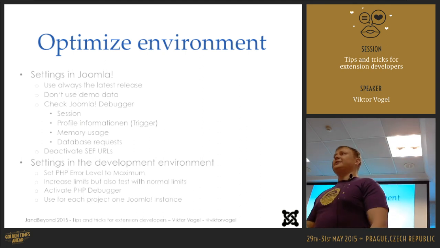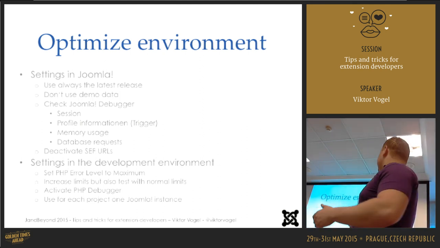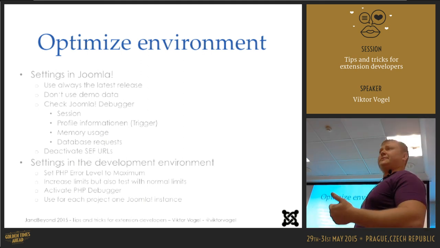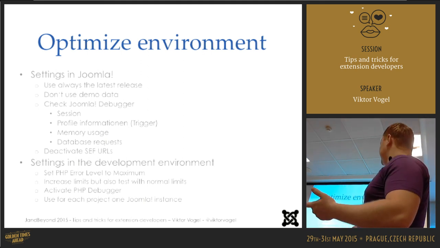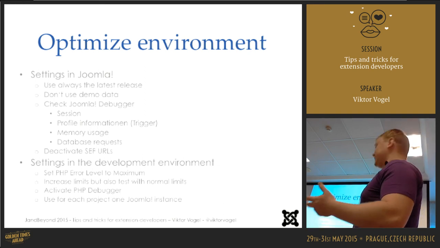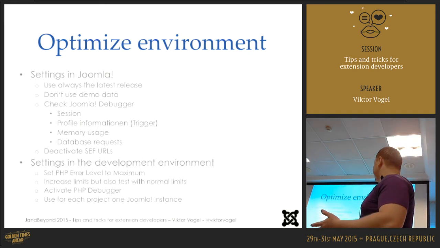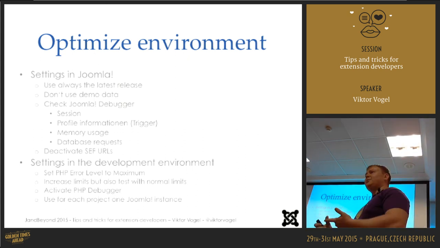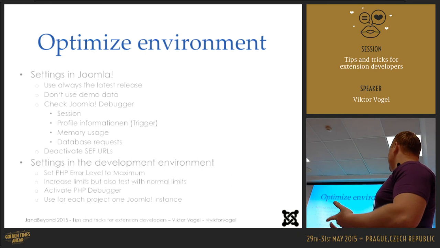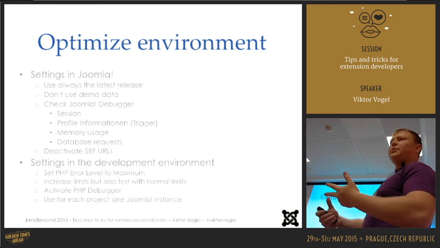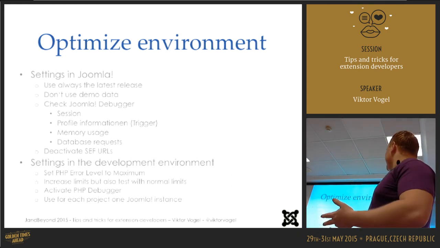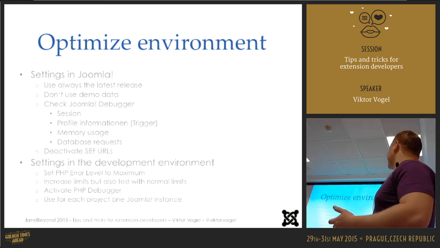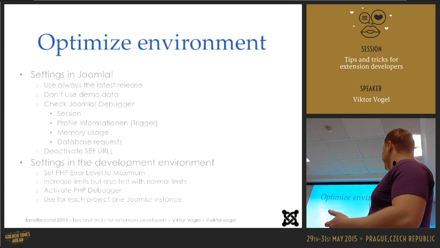If you start to develop locally, this is what I always do. My settings in Joomla: I always use the latest release, of course. I don't install demo data. I also check the Joomla debugger, which a lot of developers forget, so you can see what was written in the session, what the memory usage is, what database requests were made, and whether I have a bottleneck there. And also the profile information: which triggers were triggered, which functions were triggered, and when. Very, very good information to know.